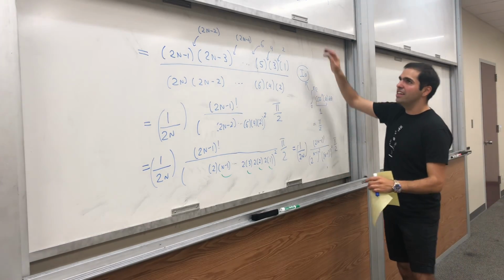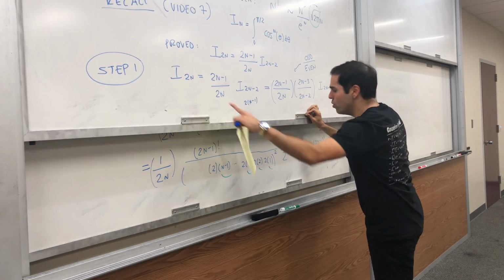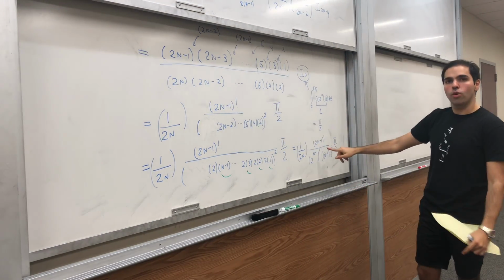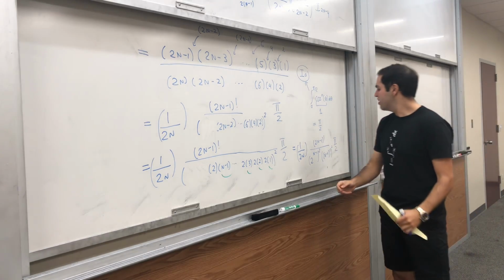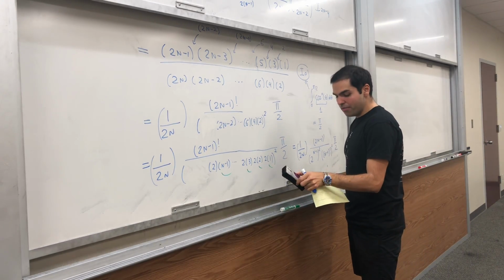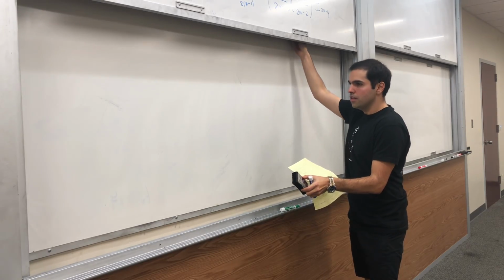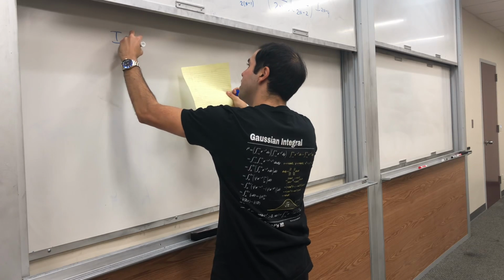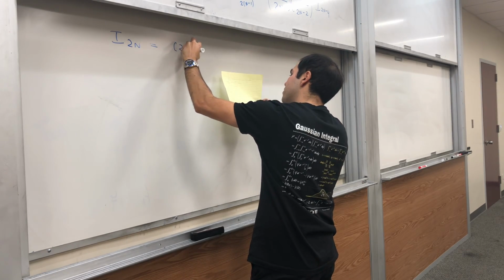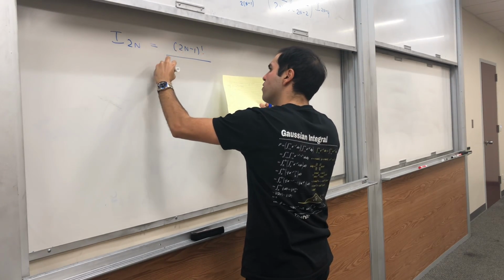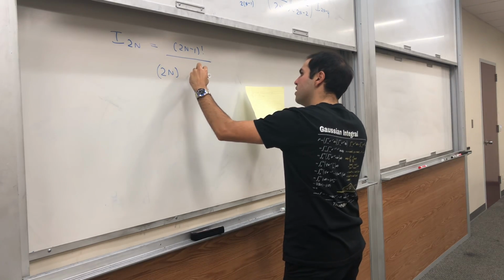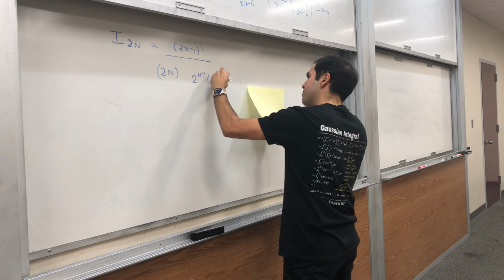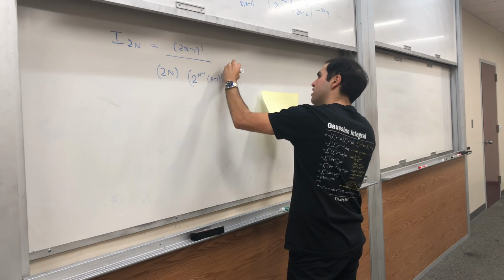So what have we calculated? We've shown that I of 2n equals 1 over 2n times a bunch of factorials, 2n minus 1 and n minus 1 factorial. So let me write that down. So we have I of 2n equals 2n minus 1 factorial over 2n, 2n minus 1 times n minus 1 factorial squared times pi over 2.